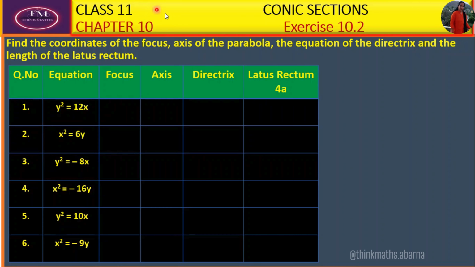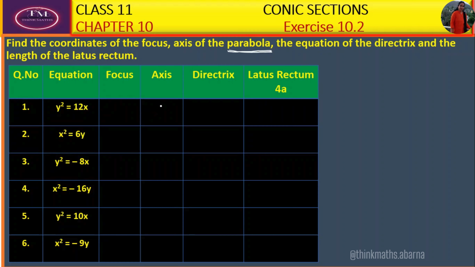We are in class 11 Maths, chapter 10, Conic Sections. In this session, we are going to discuss exercise 10.2. There are 12 problems in this exercise, and we are going to handle all 12 problems. This exercise deals with parabola.